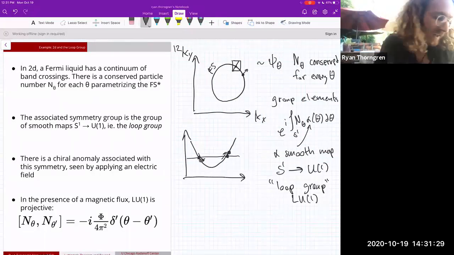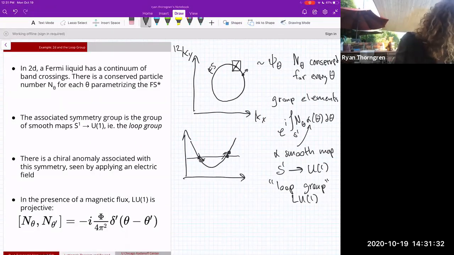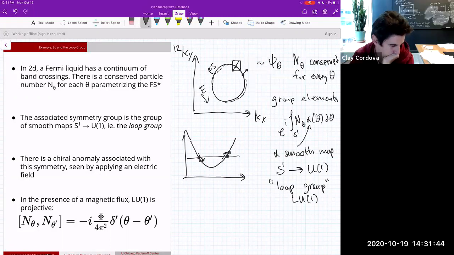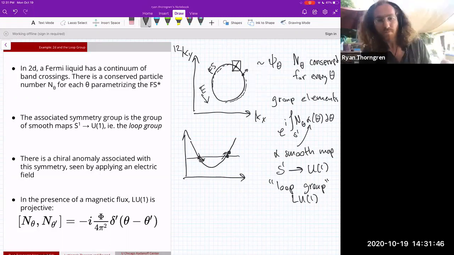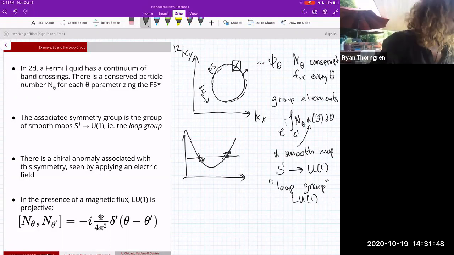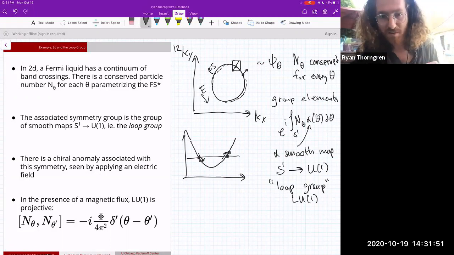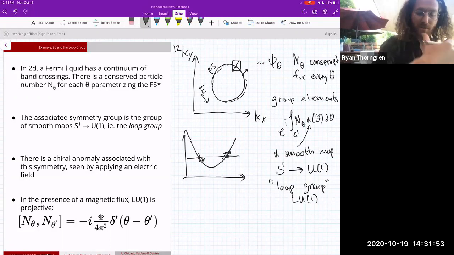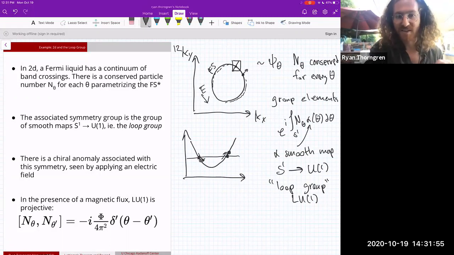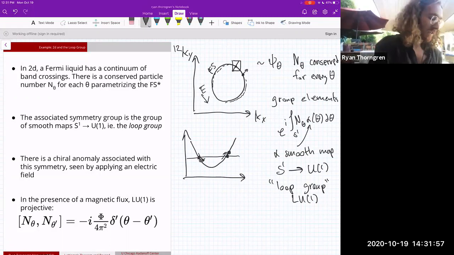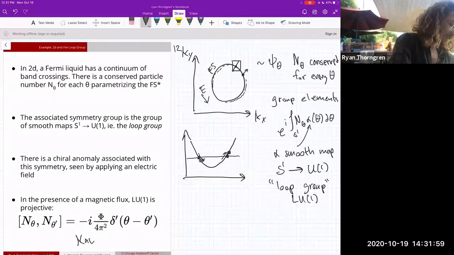And a similar thing happens here, where if we apply an electric field, say in this direction, we're going to be depleting charges over here, and we're going to be filling states over here. So this anomaly can be made more precise in terms of threading a magnetic flux and seeing how the n thetas develop an interesting commutation relation. You can look in the paper.